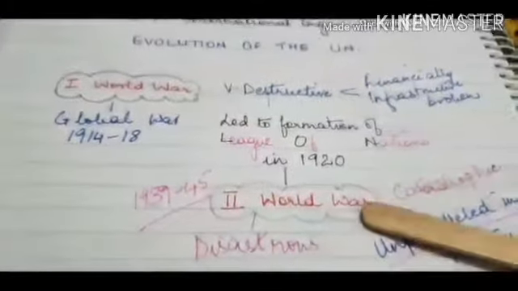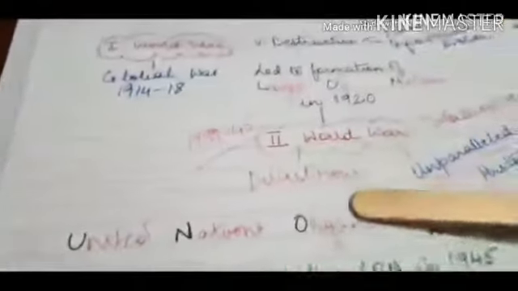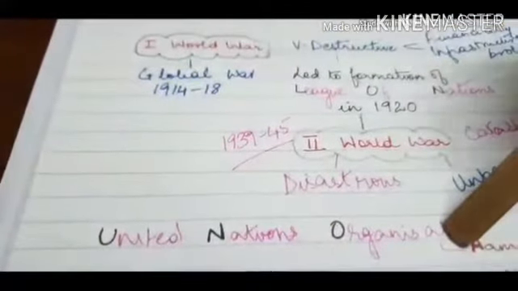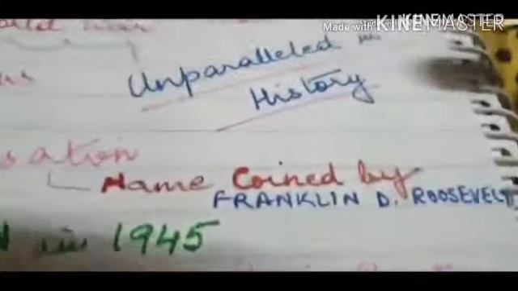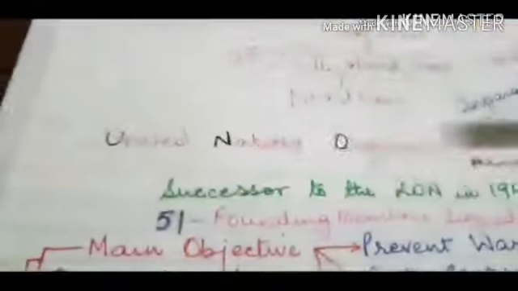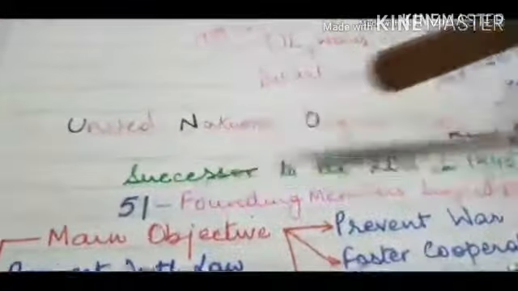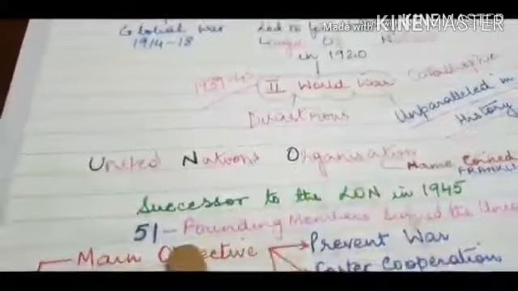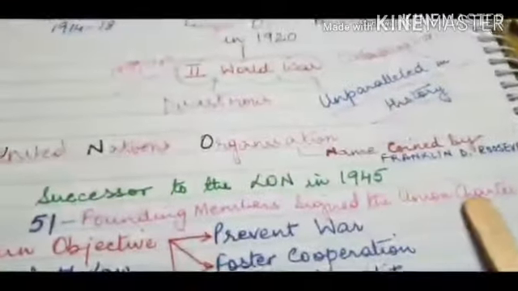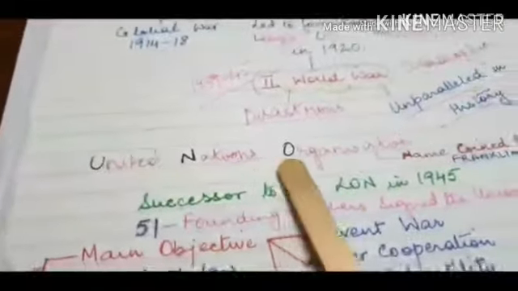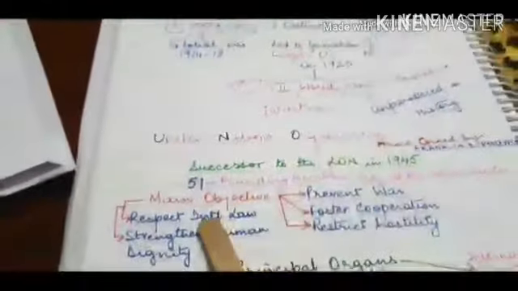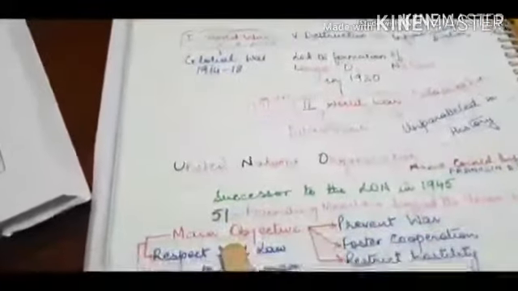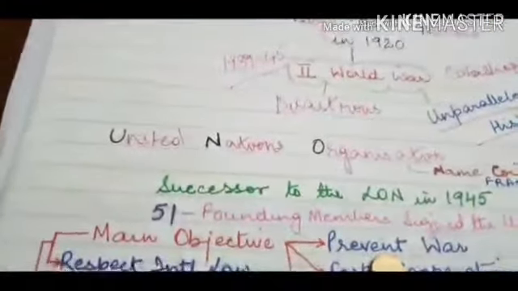And that is when they came up with the idea and formed the United Nations Organization, or what is known as UNO. This name, United Nations Organization, was coined by Franklin D. Roosevelt, the President of USA. And UNO became a successor to the LON, that is the League of Nations, in 1945. 51 founding members signed the Charter to give birth to United Nations Organization. The main objective of United Nations Organization was to prevent war. Well, that is why it was formed.